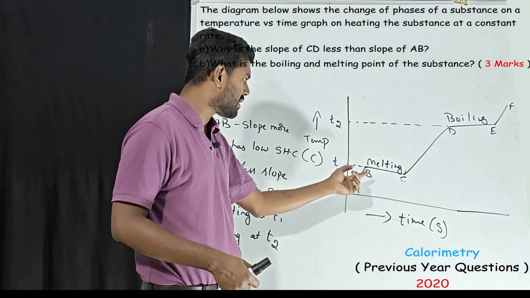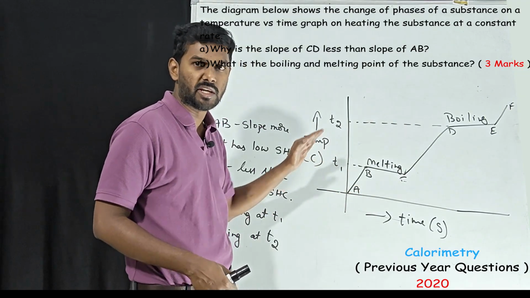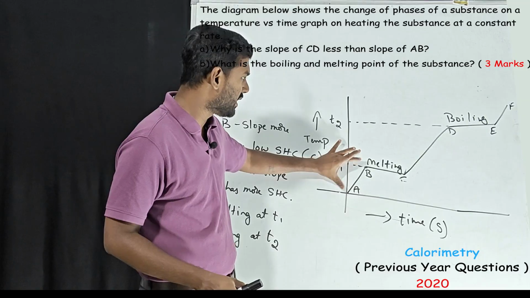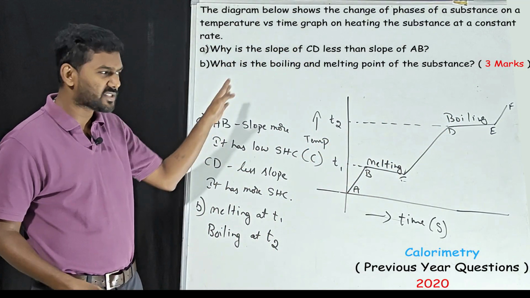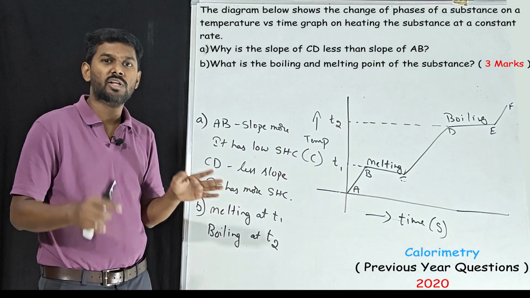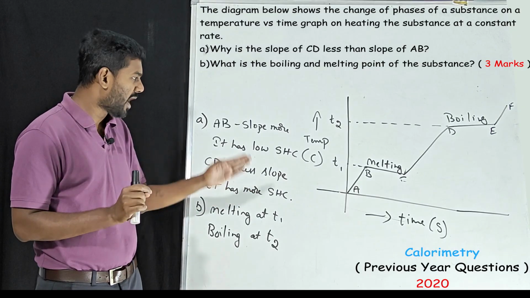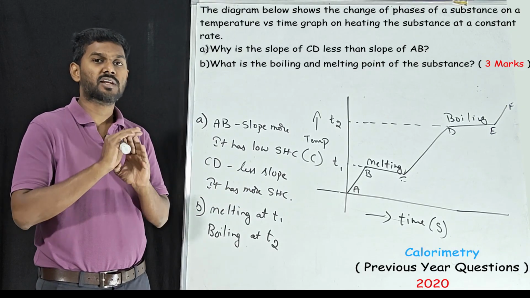See, first it is melting, then boiling. Done. So these are increase in temperature. So here temperature remains constant. Based on these simple things only, they are going to play a game with you. If you have the knowledge, you can easily answer any question.